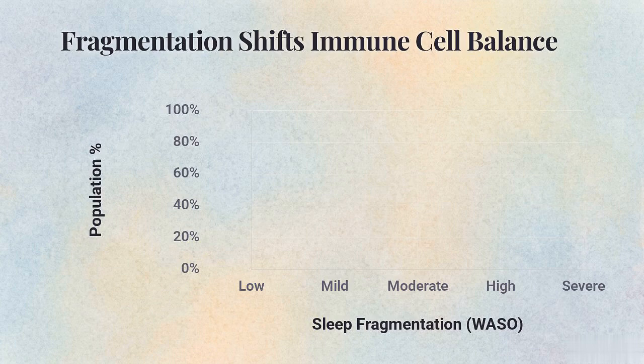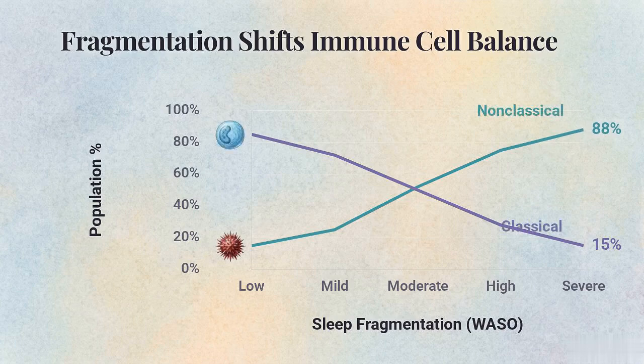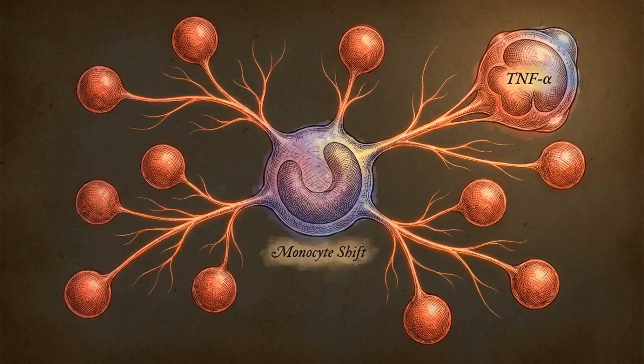When overlaying this data with flow cytometry results, the population of routine classical monocytes decreases as fragmentation rises. Simultaneously, the population of pro-inflammatory non-classical monocytes surges. A Pearson correlation analysis linked this specific monocyte shift to spikes in 9 distinct systemic inflammatory biomarkers, including TNF-alpha.